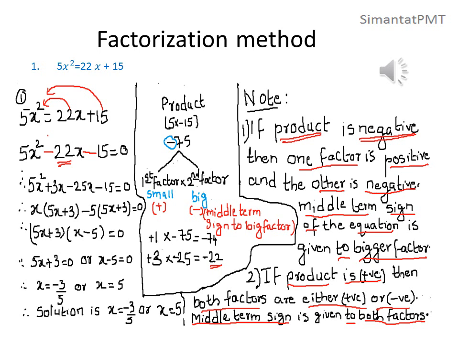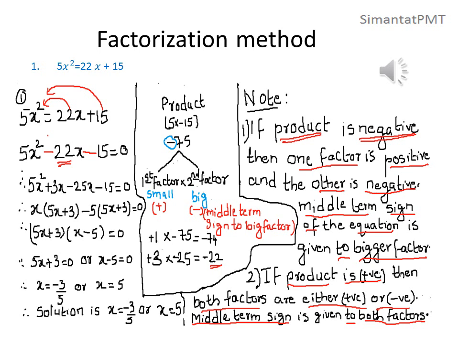Now, please note, the product is negative, then one factor has to be positive and the other has to be negative, because plus into minus is minus. Then the two factors that we find, which one will be positive and which one will be negative? For that, the middle term sign of the given quadratic equation goes to the bigger factor. In this case, the middle term sign is negative. So, minus sign will go to the bigger factor.